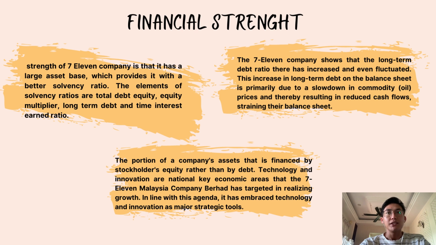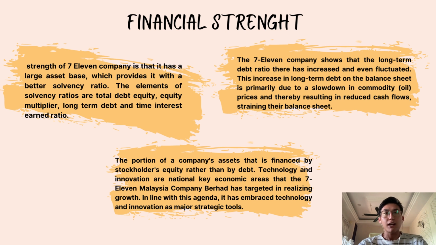Okay, next, the 7-Eleven company shows that the long-term debt ratio has increased and even fluctuated. This increase in long-term debt on the balance sheet is primarily due to a slowdown in commodity or oil prices, thereby resulting in reduced cash flow, straining their balance sheet. Next, the portion of a company's assets that is financed by stockholder equity rather than by debt.